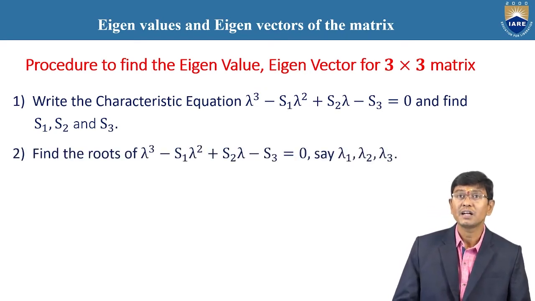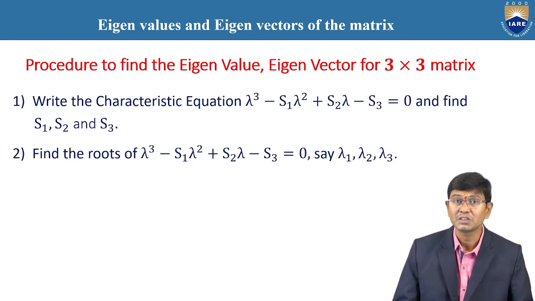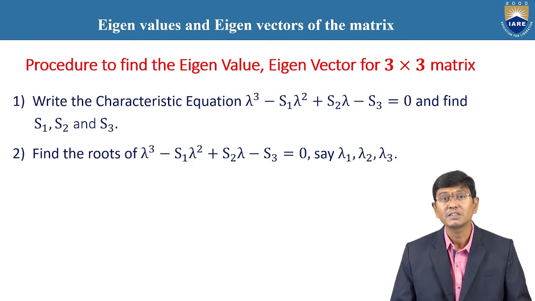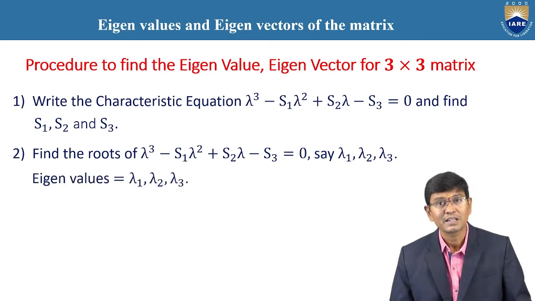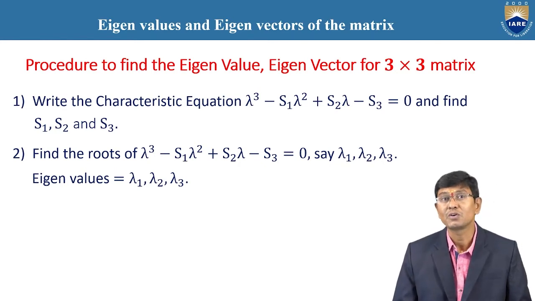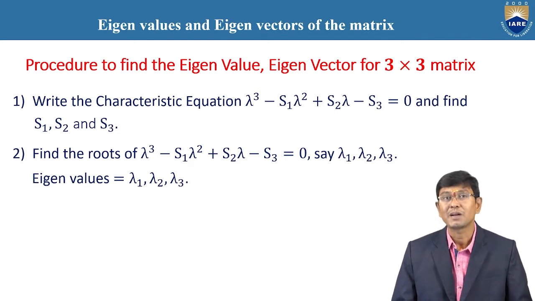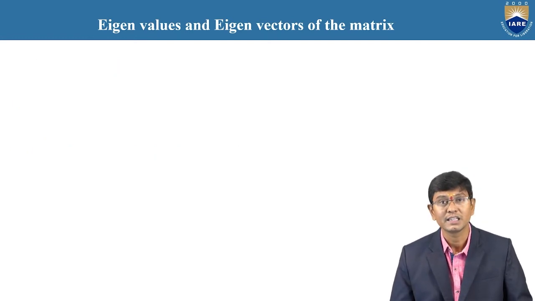After finding S1, S2, S3 and replacing them in the characteristic equation, by solving it we obtain lambda 1, lambda 2, lambda 3. Because the characteristic equation is of third order, we obtain three values, lambda 1, lambda 2, lambda 3. These are called the eigenvalues. Sometimes they are called characteristic roots, characteristic values, proper values, and latent roots. These are the synonyms for the eigenvalues of the given matrix A.